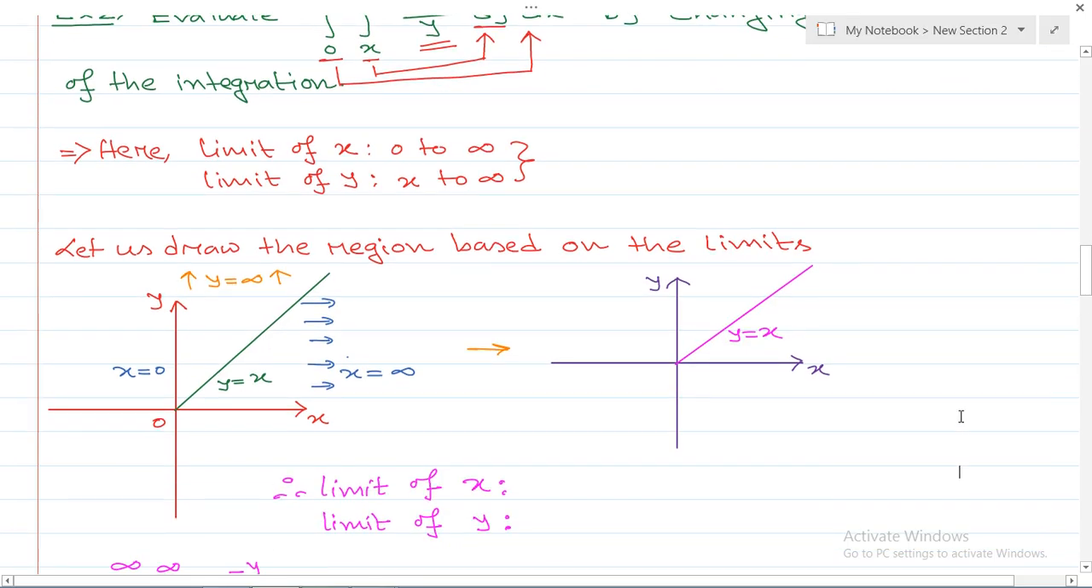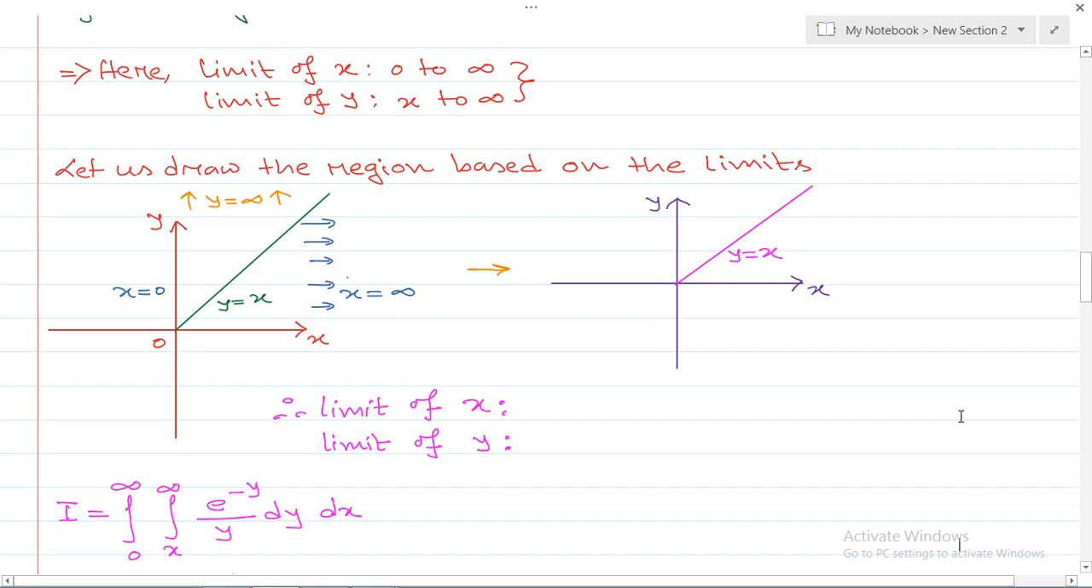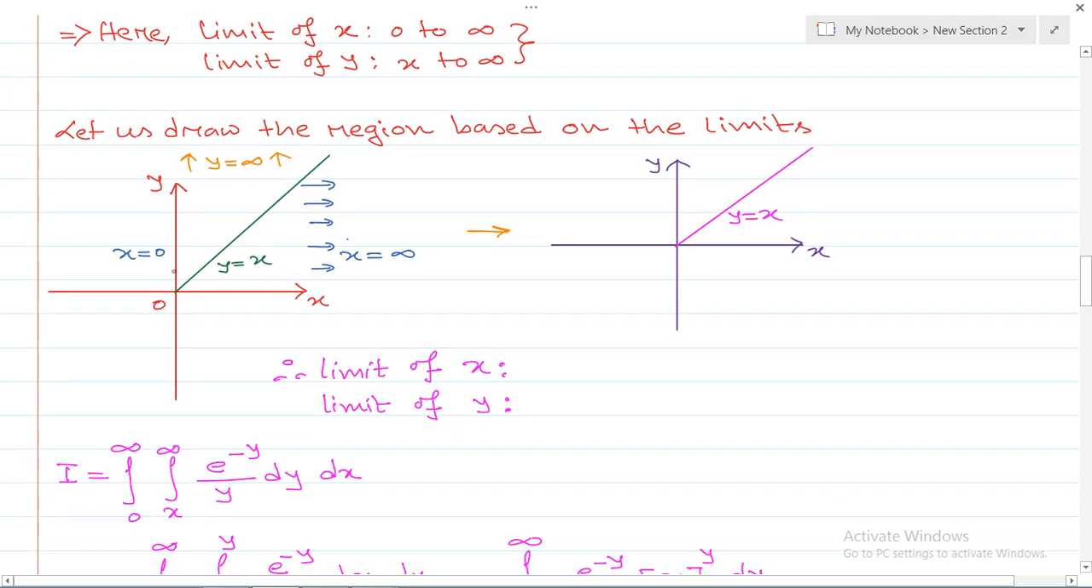Okay, so here on the left hand side, the first diagram that you can see, x axis, y axis. x equals 0 means the y axis, x equals infinity, so it will be further to the right hand side, and y will start from x, and y will go up to infinity. Again the confusion the students can have is which region are we going to select.